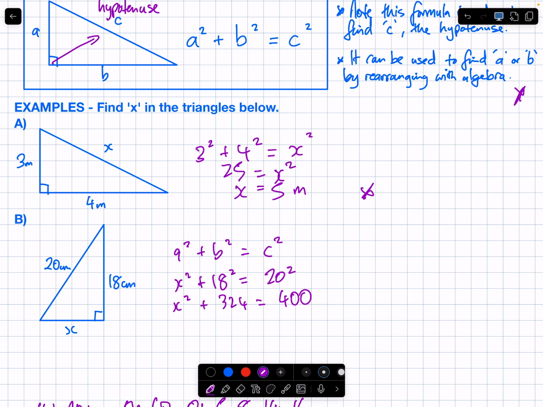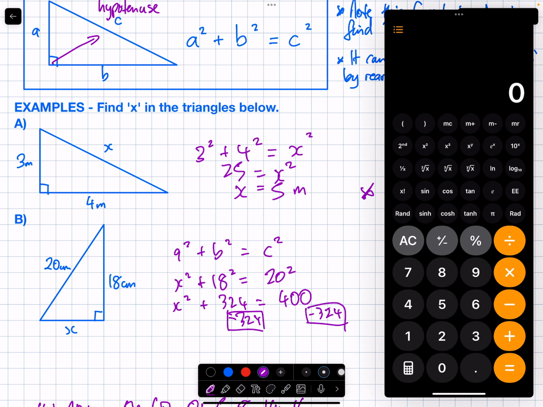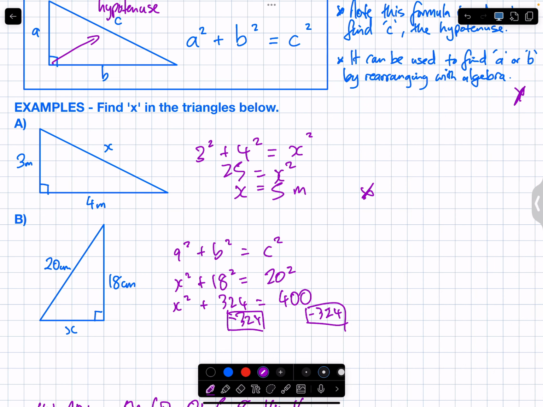Now I use algebra. I want to get rid of that 324 because it's in front of my x squared. What's the opposite of adding 324 to something? Taking. So if I took 324 from both sides, I like to put them in a brick. I don't like subtraction. 400 take 324, 76. X squared is equal to 76.